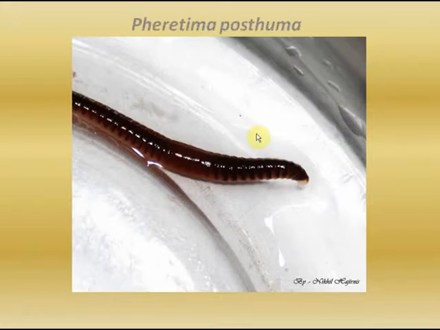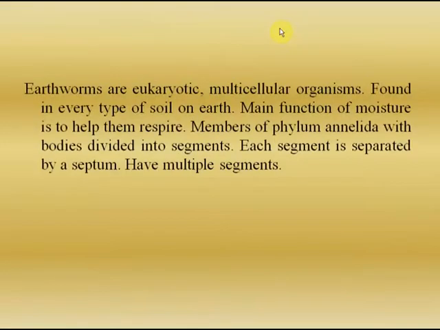This is Pheretima posthuma or earthworm. The biological name of earthworm is Pheretima posthuma. The common Indian earthworm belongs to genus Pheretima, having some 500 species, out of which 13 occur in India. And earthworm is terrestrial, nocturnal and fossorial animal.